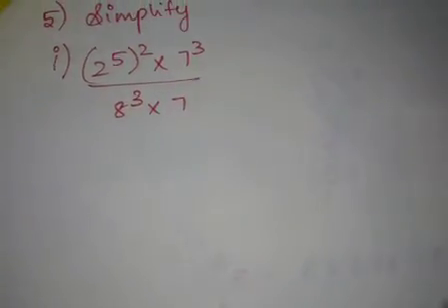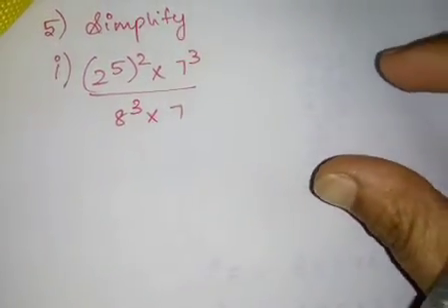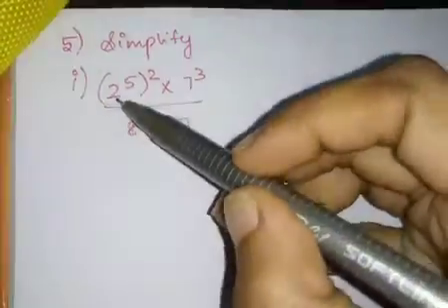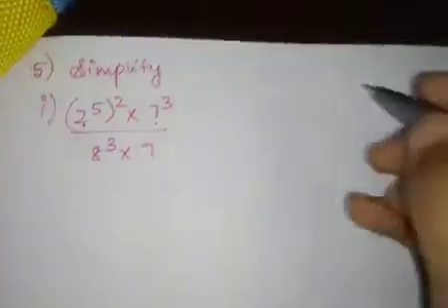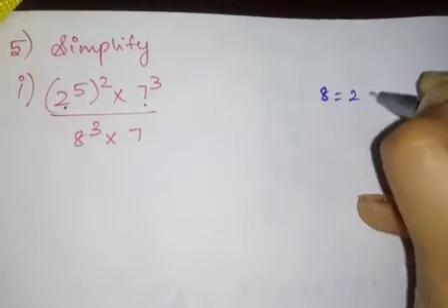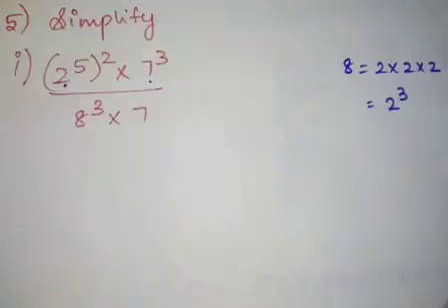Now, first I told you, you have to check whether everything has a prime number base. Here 2 is there, prime number. 7 is there, prime number. 8 is not a prime number, right? How will you write 8, children? 2 into 2 into 2. So 8 can be written as 2 cube.